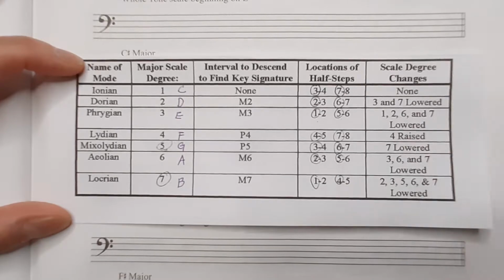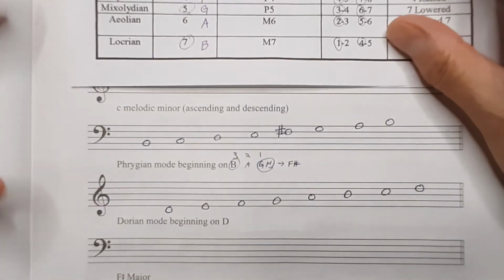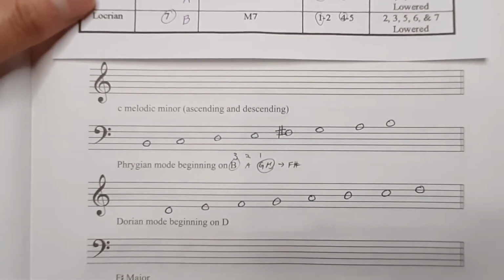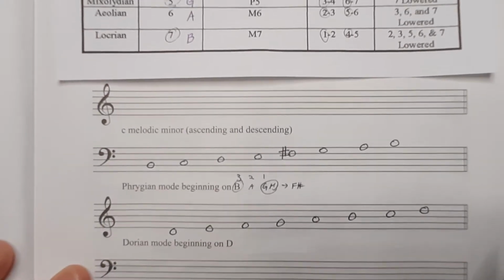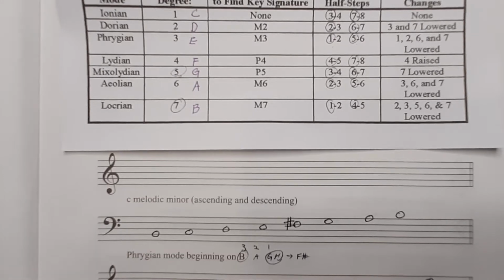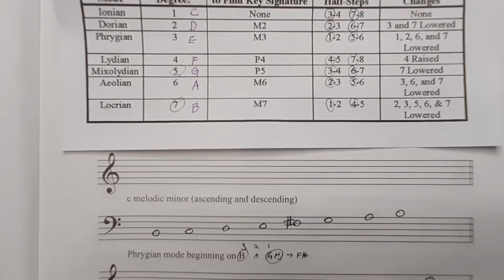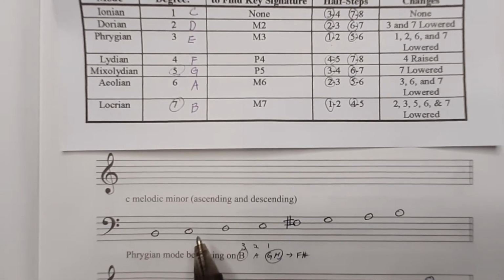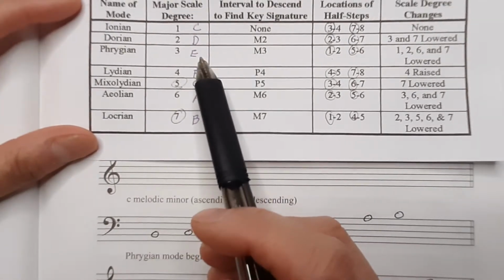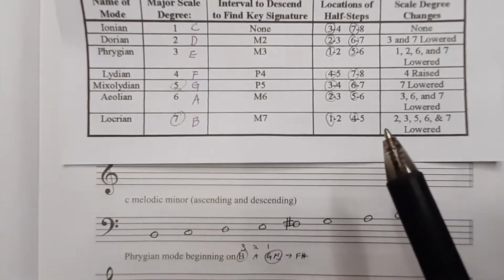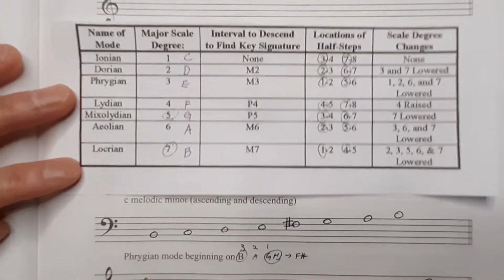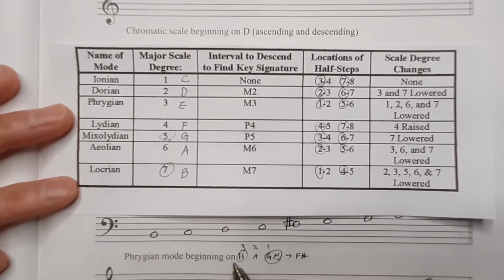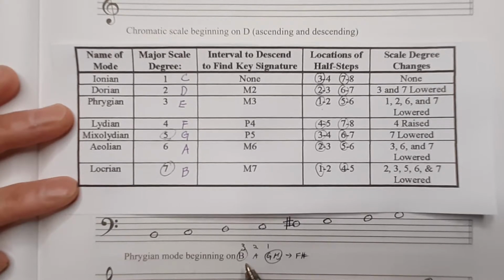Got it? Okay, so let's go ahead and work on page 17. We did Phrygian last week. Can we try this one again today? Phrygian is a third degree, right? And it starts on E. But sometimes you can start this Phrygian mode on a different note, like this one. It says beginning on B. So B is going to be the third degree.